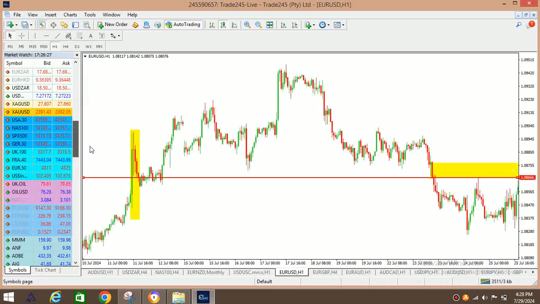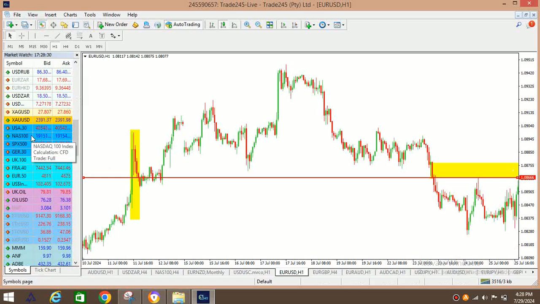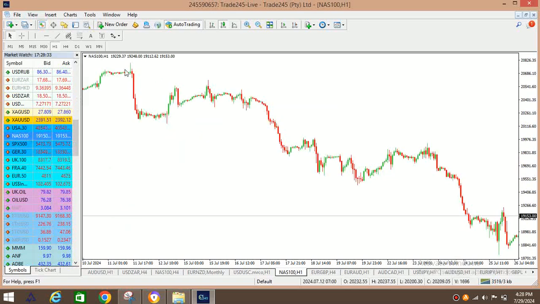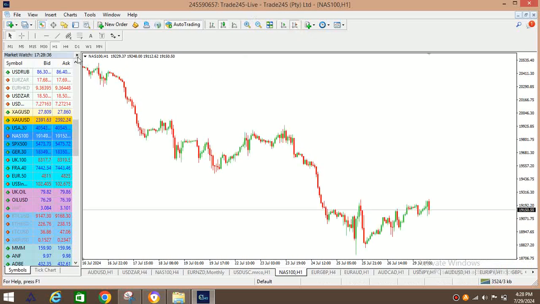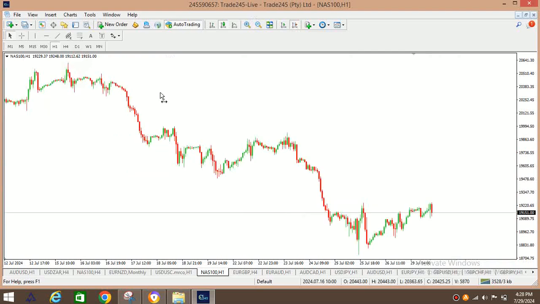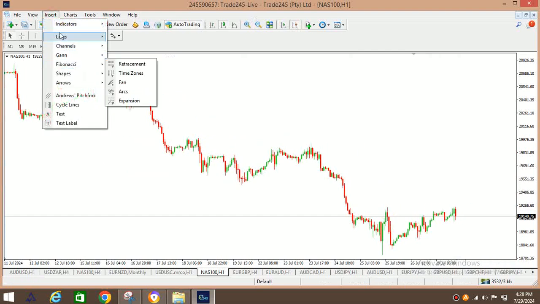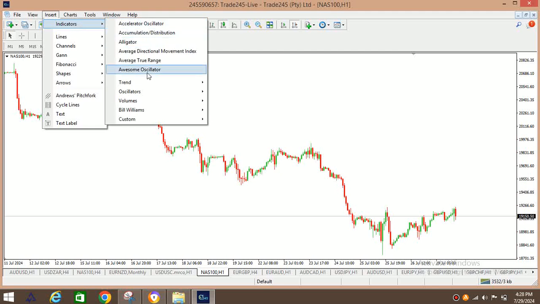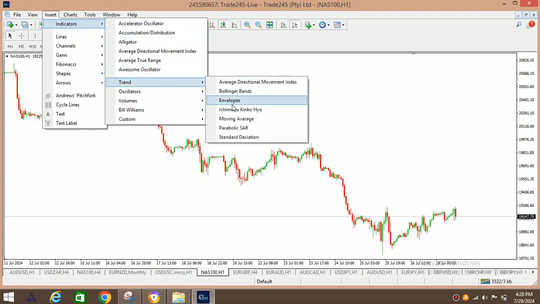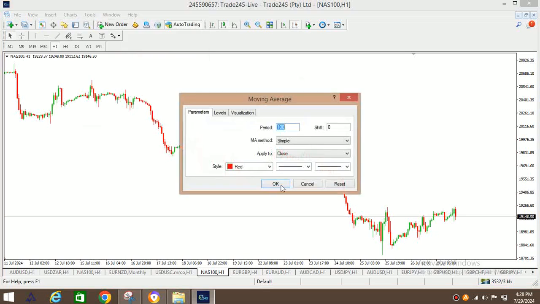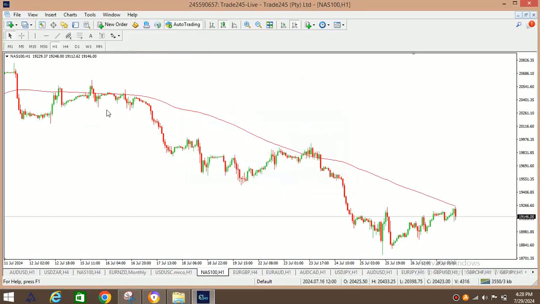Okay, if I go to the NASDAQ 100, there it is, NASDAQ 100. So the first thing you see when you're looking at the NASDAQ 100, if I just take a random indicator, a moving average that shows trend, let's say a trend 100. You know that when the moving average is above the candles, we're on a downtrend. You don't really need this indicator.